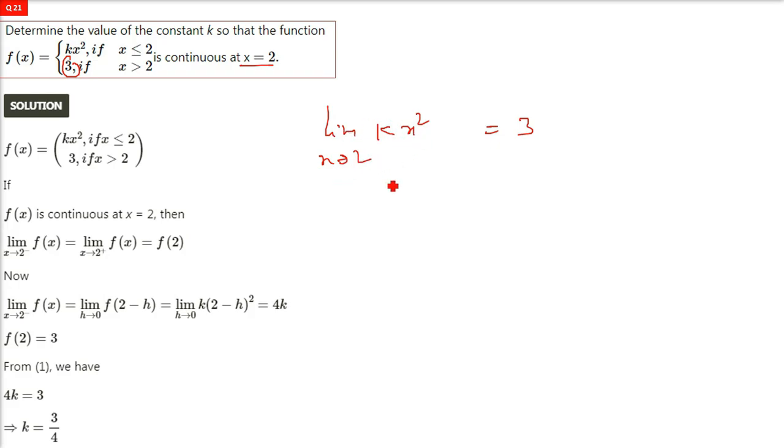Let me just apply it here. I am applying the limit x tends to 2 to kx square. It is k into 4 equals 3. So k is equal to 3 by 4.